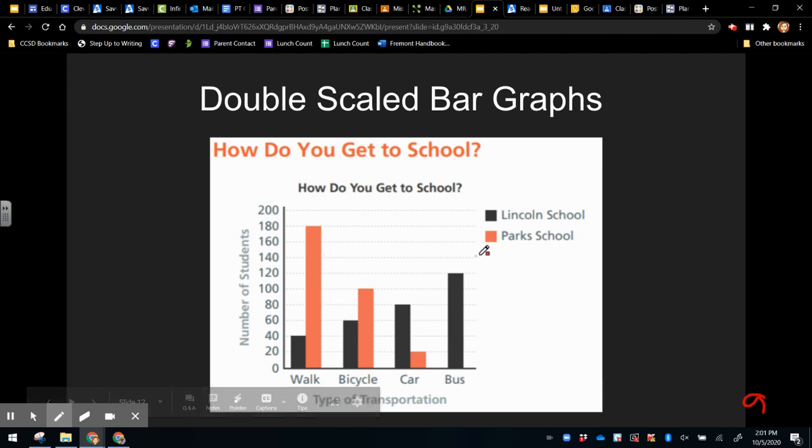How many students from Parks School walk to school? Well, I'd have to look at the red bar because Parks is red. And I want to look at walk still, so I'd see where the walk bar goes to, the red one. And it goes to 180. So 180 students walk to school at Parks School.